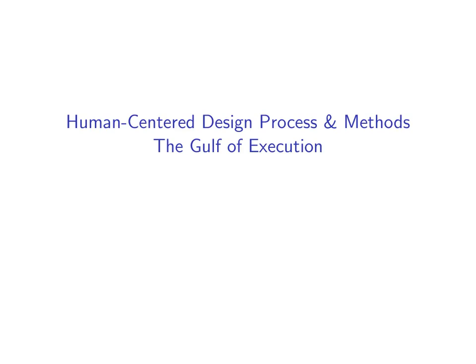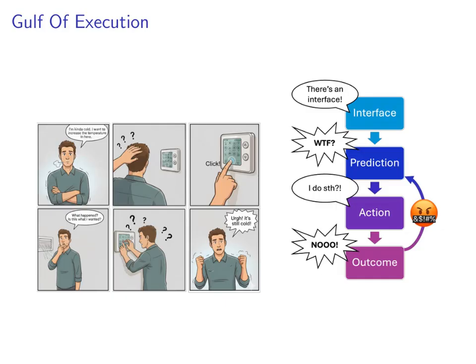In this video, we focus on the first major interaction gap, the gulf of execution. This gulf appears when a user has a goal, but cannot tell what action the interface supports. We will also discuss how design can shrink this gulf. The gulf of execution is the distance between what a user wants to do and the actions the interface seems to make available. The thermostat example shows this clearly.